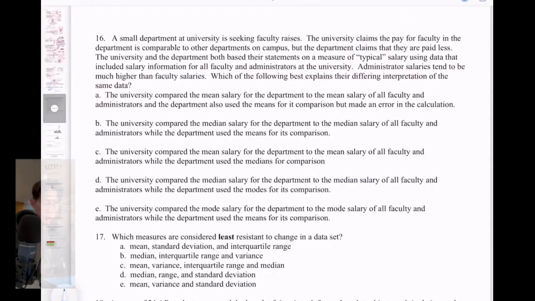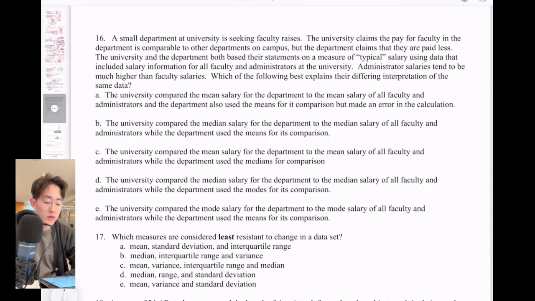Let's start from question number 16. A small department at a university is seeking faculty raises. The university claims that pay for faculty in the department is comparable to the other departments on campus. So the university is saying they're about the same, but the department claims that they're paid far less. The university and the department both based their statements on the measure of typical salary using data that included salary information for all faculty and administrators at the university.